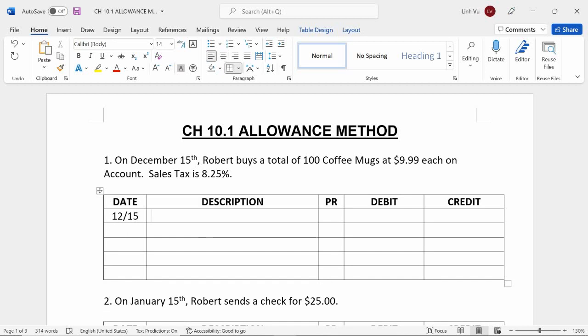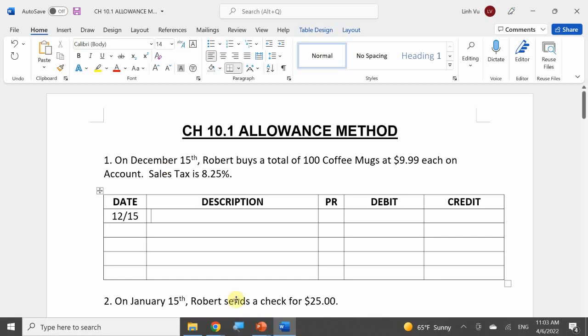We're looking at a sale here, right? We do sales. How did Robert pay? On account. So what account are we going to use? Payable? Not payable, that's when we owe money. Receivable. Good. So, accounts receivable.